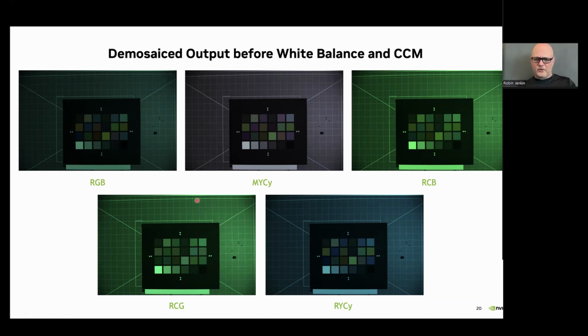The other thing to notice about this, the RYCY, it looks more neutral than, say, the RCB or the RCG, but it does have this pretty strong cyan cast, so it's going to require stronger terms than the MYCY, and then the RGB as well. It's not as neutral as the MYCY, but it's pretty similar to the RYCY, but just in a different direction, in terms of color cast.